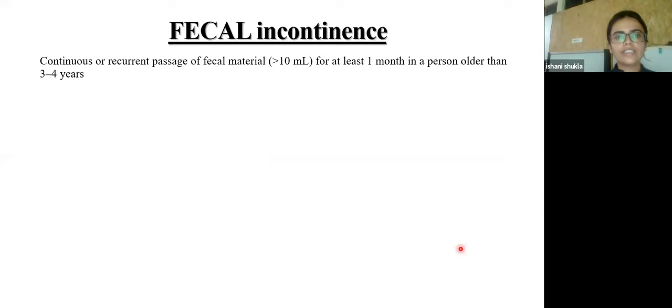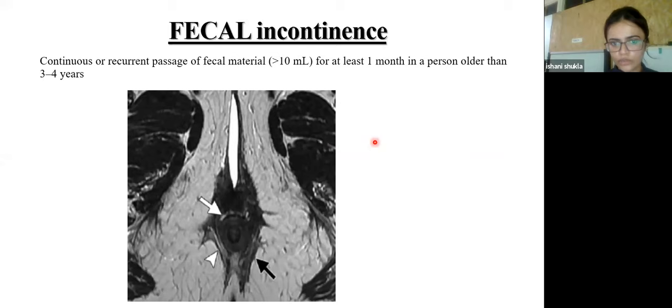Coming to fecal incontinence, it is continuous or recurrent passage of fecal material for at least 1 month in a person older than 3 to 4 years. So here we see that this is an axial dynamic MR image. We see that the right external sphincter is thinned out as compared to the left, which is normal. Also, the internal sphincter is normal.